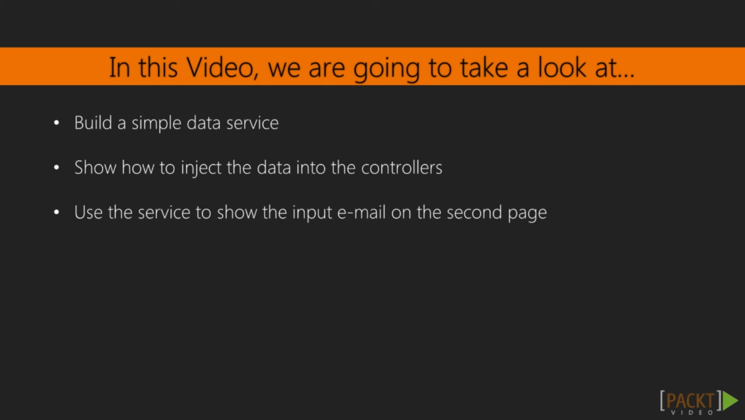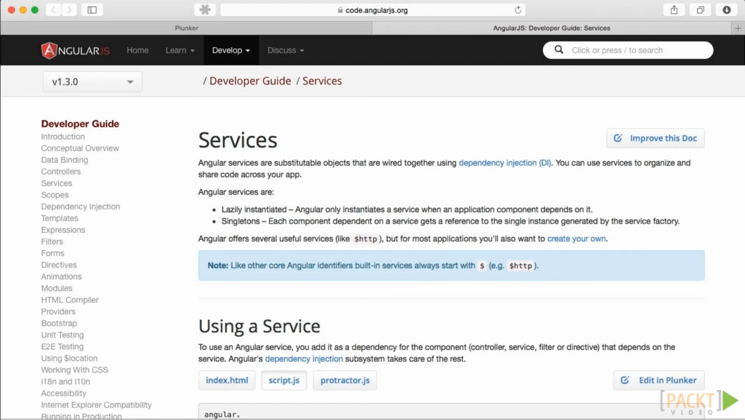To achieve our goal, we are going to write our first service. In brief, services in AngularJS are functions or objects that are initialized once and then can be injected into multiple controllers to share data or code. Let's have a look at the Angular documentation for some more details.